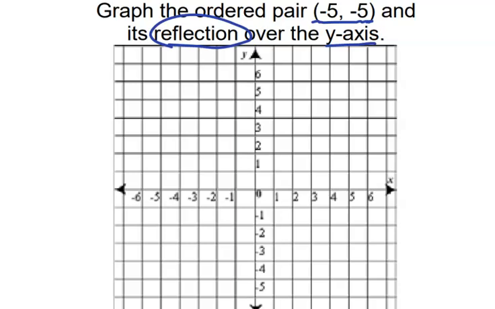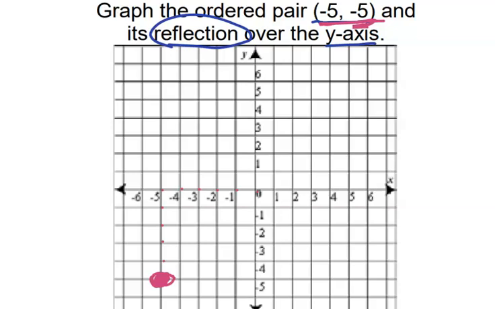Okay, so to graph -5, -5, we're going to start here at the origin. -5 left and right is going to be to the left, right? So we got 1, 2, 3, 4, 5 that way. And then the second -5 is going to be up and down, which means obviously to go into the negative numbers, you go down. So 1, 2, 3, 4, 5. So it's going to be right here. It's going to be -5, -5.